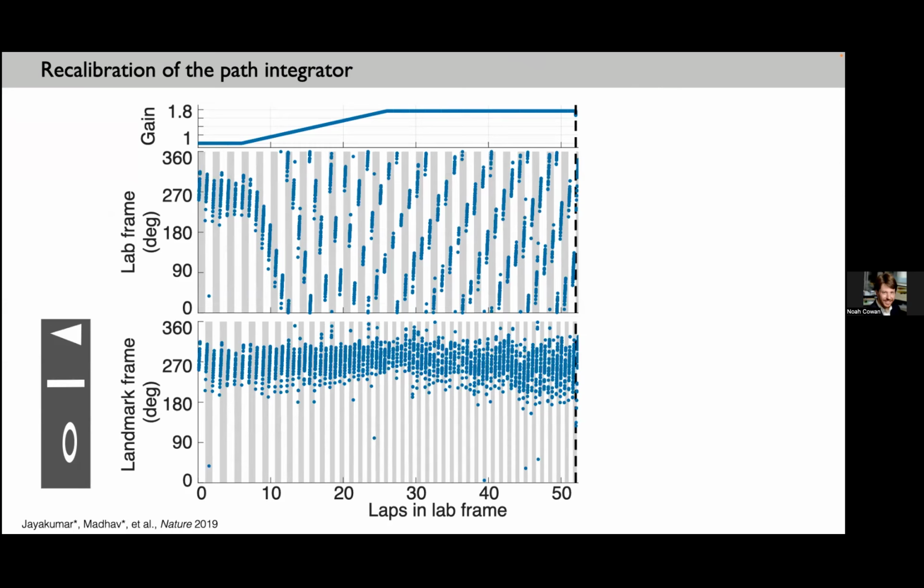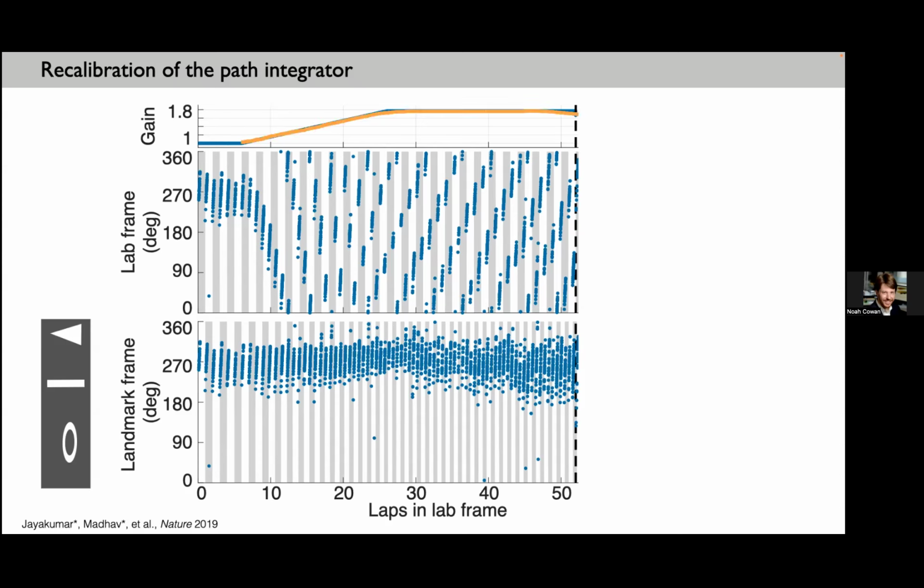Again, the x-axis is distance in the lab frame, and the y-axis is either in the landmark frame or the lab frame. And so each gray and white bar is a different lap in the laboratory frame. Different bar, in the virtual frame of reference. So you can see both the virtual frame of reference by the gray and white bars and the lab frame of reference by the x-axis. And this particular place cell likes to fire around 270 degrees in the landmark frame of reference.